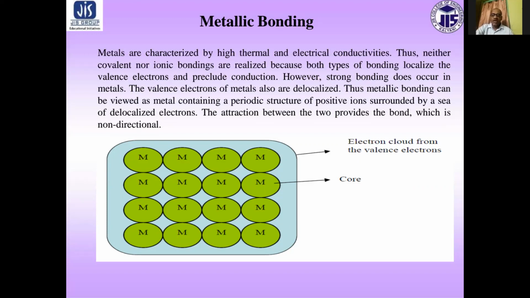So in this figure, metallic bonding is shown: the metal atoms are grouped together and there is an electron cloud formed by the valency electrons, and the atoms simultaneously share the various valency electrons together, thus forming a very strong metallic bond.